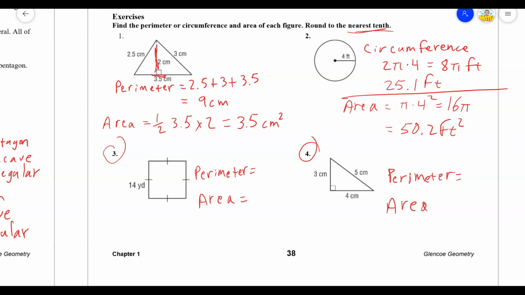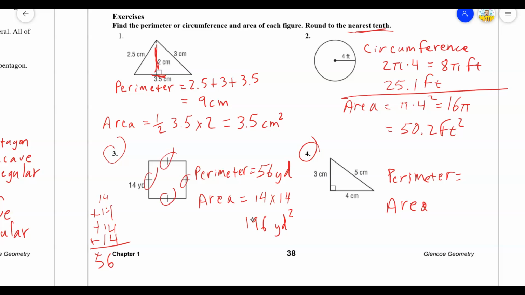Okay, so for my perimeter here, hopefully we said that this was 14 plus 14 plus 14 plus 14, 56 yards. And then for the area, we have 14 times 14, which would be 196 square yards, or yards squared. All right, so 14 plus 14 plus 14 plus 14, that's where I got my 56. We add all 4 sides up. They're all congruent. They're all 14. Okay. How about the next one?